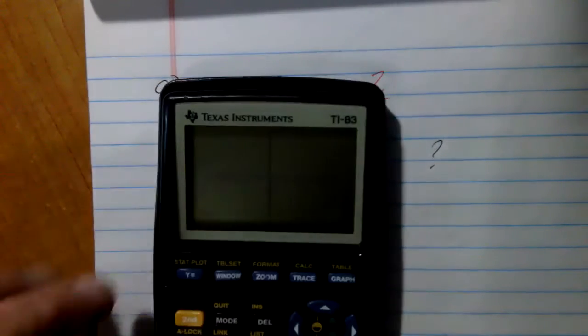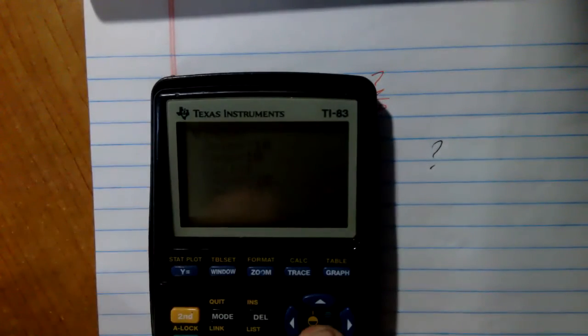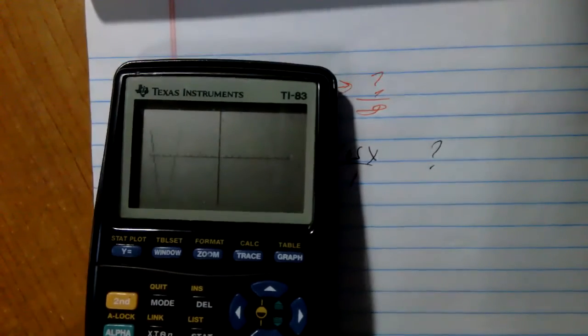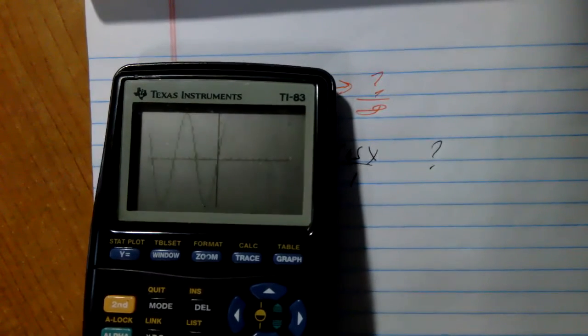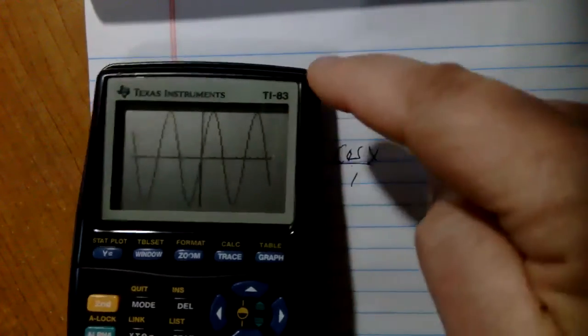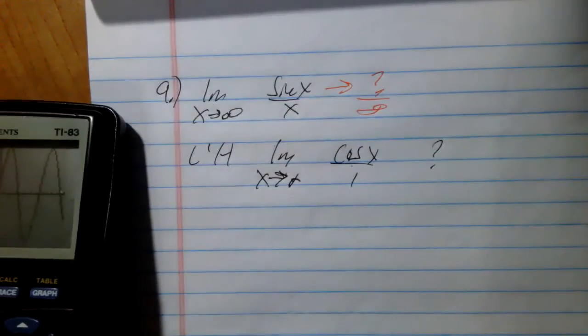Remember what sine does? I'm just changing my window from -1 to 1. So remember, sine just bounces back and forth between -1 and 1, right? So it goes up and then down, and up and then down, right? But it's going to keep doing this forever, up and down and up and down.